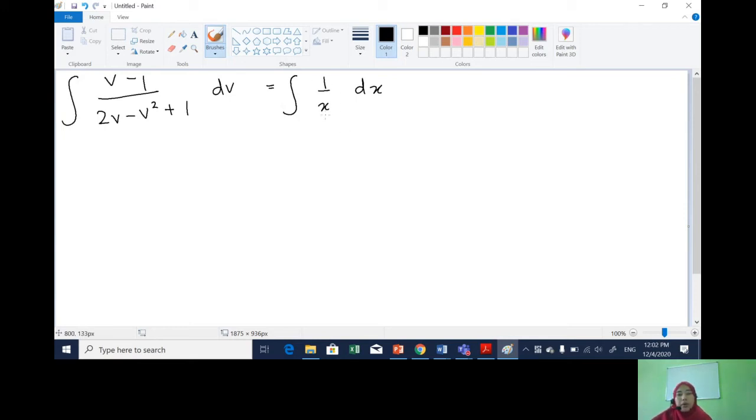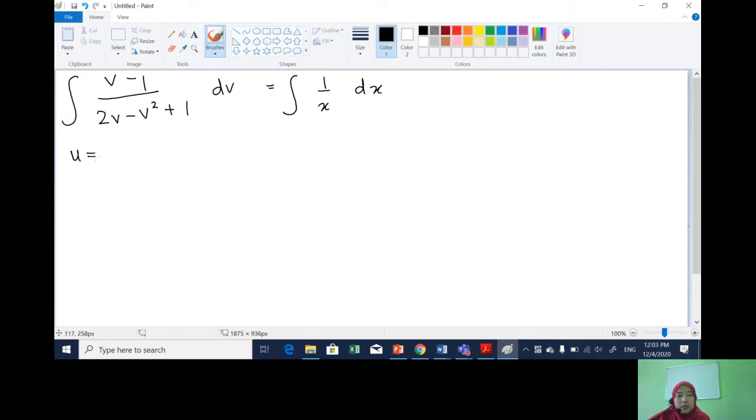Integrating 1 over x, we know we will get ln x. So the issue here is to integrate the one on the left hand side. Let's try whether we can use the substitution method. Remember the purpose of substitution: after we substitute, the form that we are going to integrate must become simpler. If it becomes complicated, the method cannot be used.